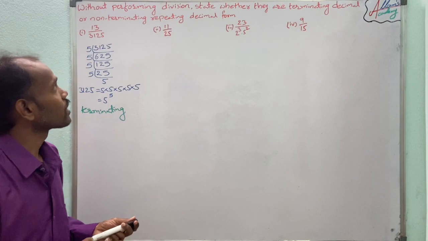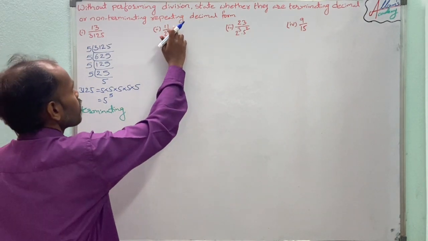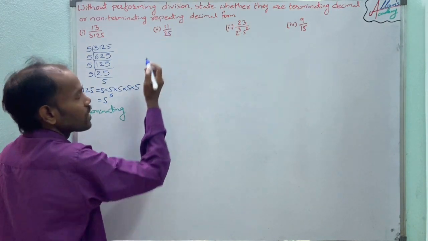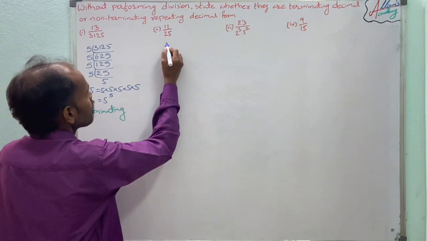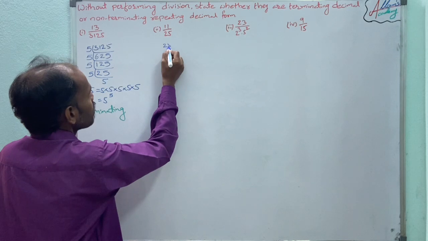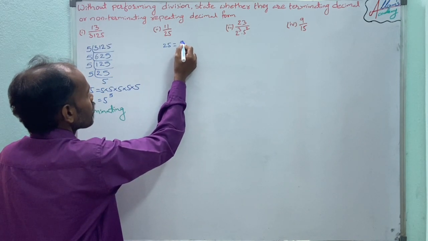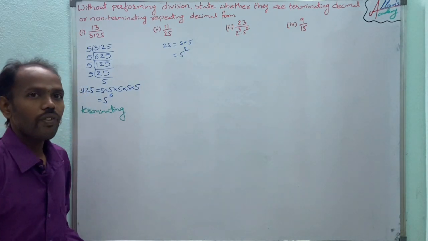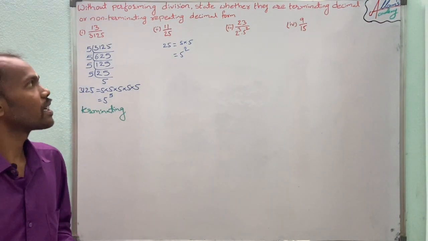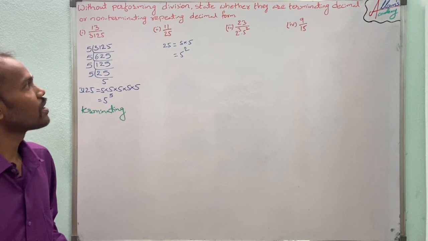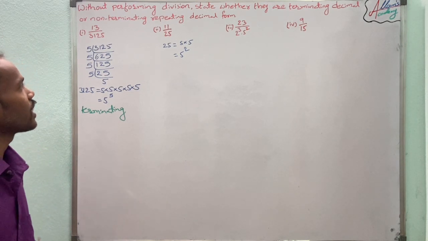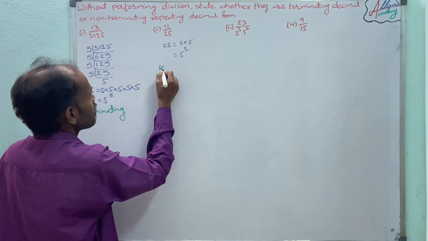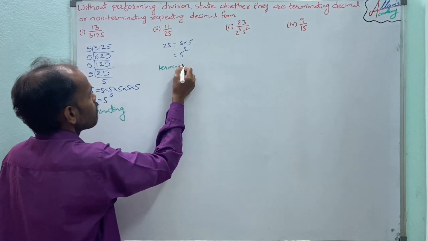In the same way, we observe 11 by 25. It is in the simplest form only. So now the denominator 25 is observed. We can write it as the product of 5 into 5, that means 5 square. So now the denominator is 5 square. So we say this number 11 by 25 is a terminating decimal.